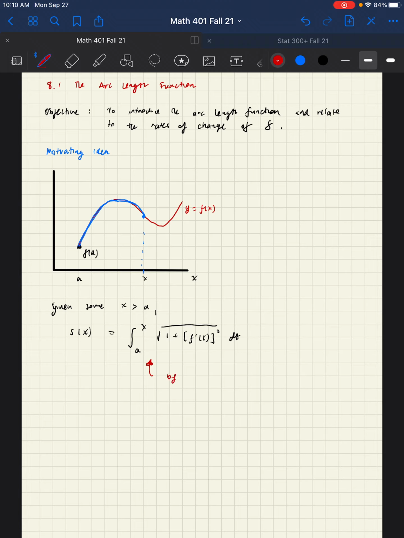One really cool thing about this is that because this is an integral defined function of something that's integrable, we hope, by continuity, this means s is not just continuous, but a continuously differentiable transformation of x.